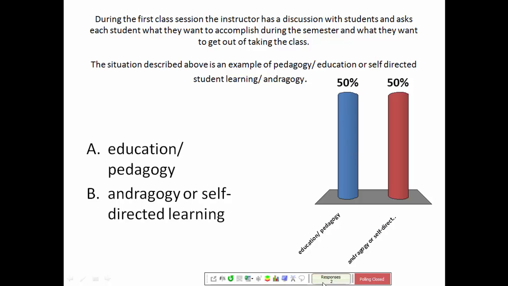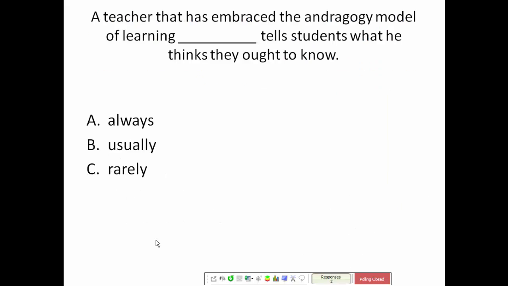I can see that of the two students that responded, 50%, or one of the two students, guessed A and one of the students guessed B. So I could see right away that one of the students got the question wrong, or 50% of the class got it wrong. So 50% of the class doesn't understand that the situation described above is actually a pretty good example of andragogy or self-directed learning. We'll move on to question number 2.